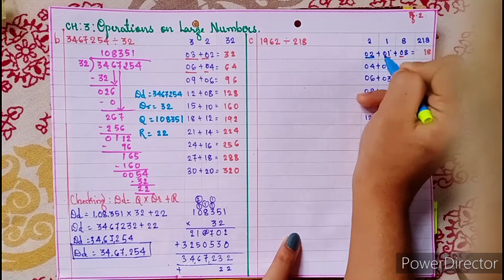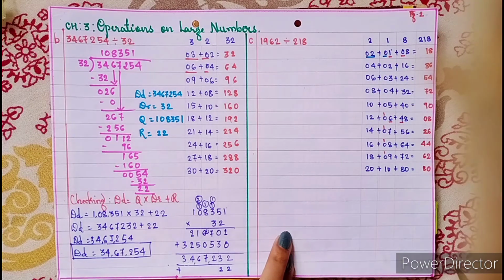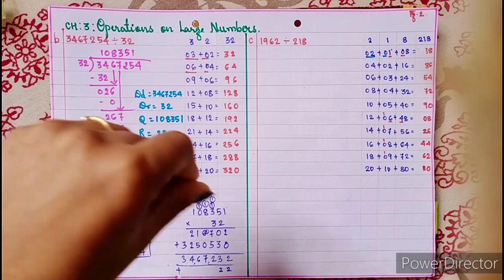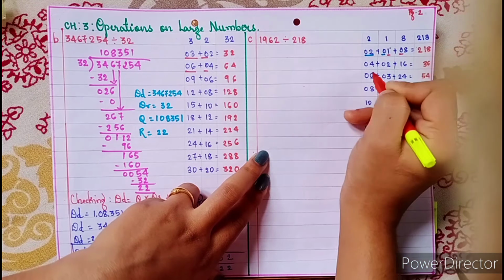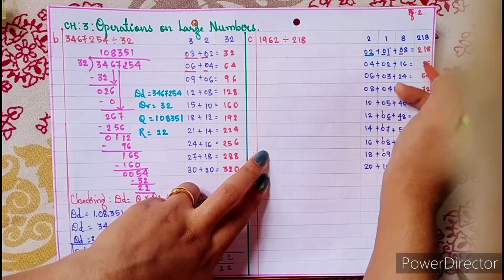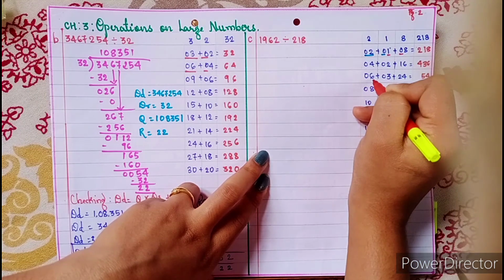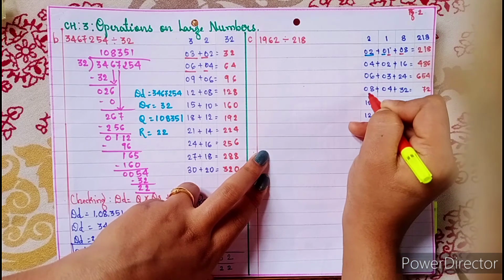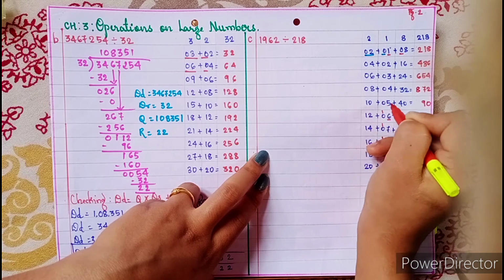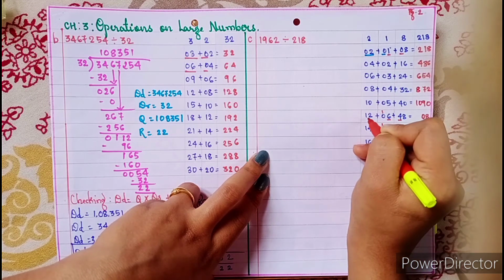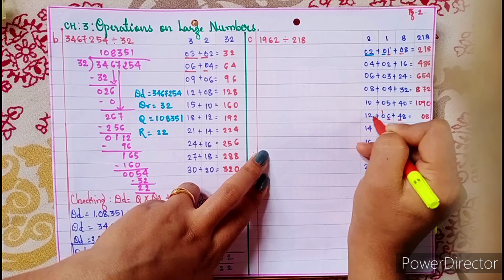this and this number together. So 0, let me write now. 0, 2 plus 0 is 2 only. Then 4 plus 0 is 4. Then 6 plus 0 is 6. Then 8 plus 0 is 8. Then 10 plus 0 is 10. Then 12, and here a carry was there, so 12 plus 1, 13.